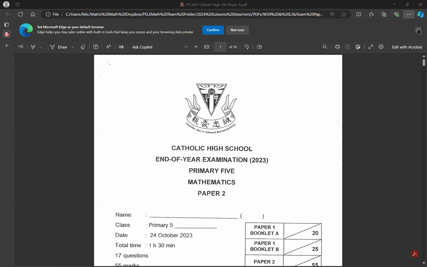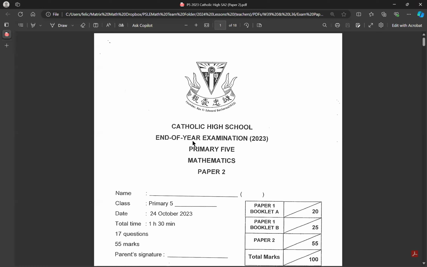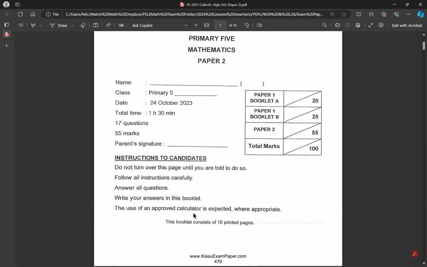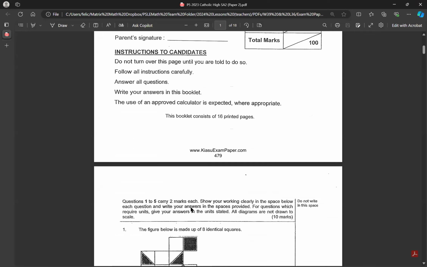Okay, so I'm going through Catholic High P5 end of year paper. This is the 2023 paper. So just take note, this is a paper 2. Paper 2, you're allowed to use calculator, okay, as per the instructions here.